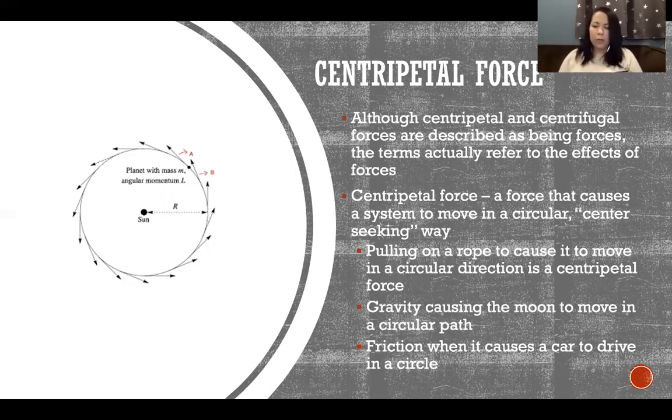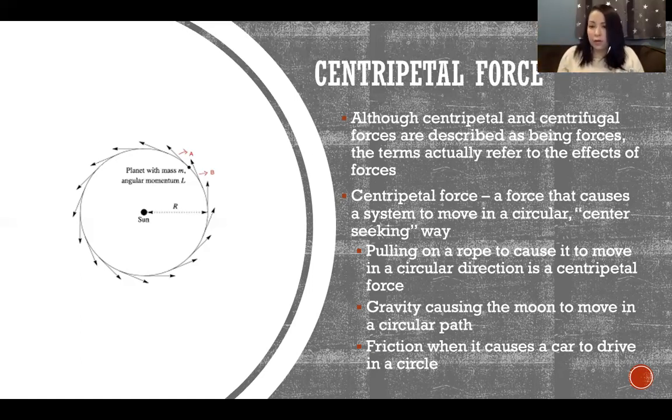An example would be pulling on a rope to cause it to move in a circular direction. If I took a rope and went like this and caused it to move in a circular direction, my muscle force that is causing my arm to move like this would be acting as a centripetal force on the rope. Another example is gravity causing the moon to move in a circular path. The moon orbits the Earth because of the Earth's gravitational pull. So in that example, gravity is acting as a centripetal force that keeps the moon orbiting the Earth.